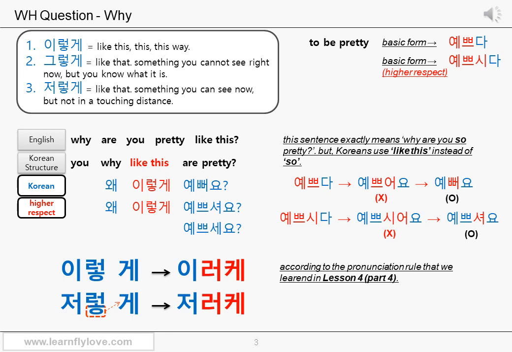Like this? Why we use like this instead of so? It's just the way Koreans say. The direct translation of pretty like this in Korean is closer to the meaning of the original English sentence, so pretty, in a question sentence. Again, only in a question sentence.